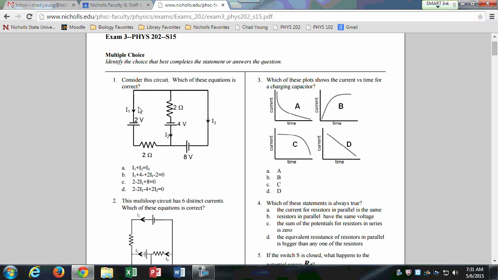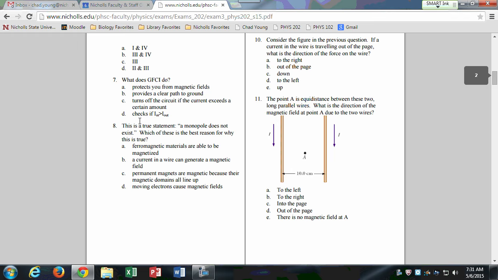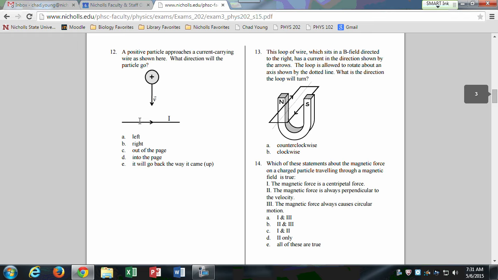Or say this one where I show you the current versus time, I could ask for the charge versus time, or something along those lines. It would still be the same idea for the question, but just a different context. Like one of these right-hand rule problems, it could still be applying the right-hand rule, but a different scenario. Maybe even not the wires there, maybe it's just a magnetic field, just asking you to apply the right-hand rule.